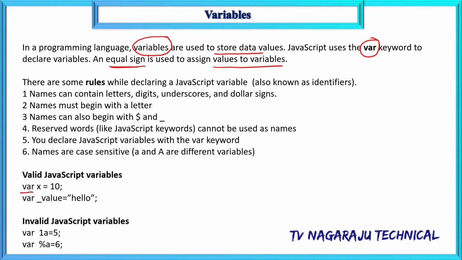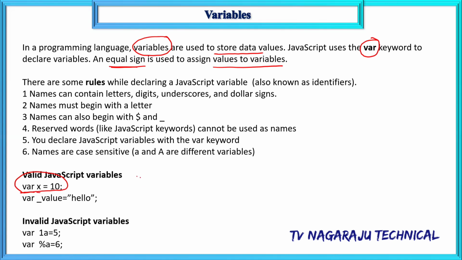Like see, var x = 10. The meaning is, here x is a variable. For that variable, we assigned a value 10. That means x stores the value 10.